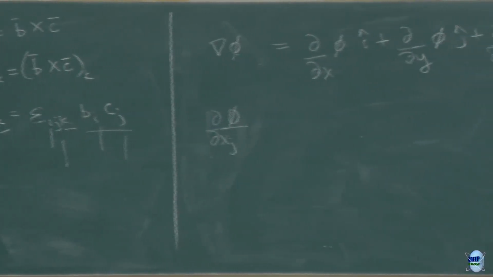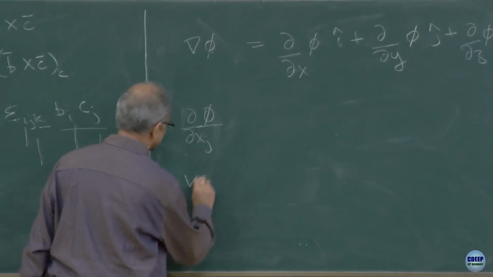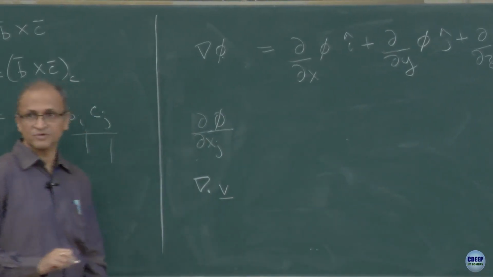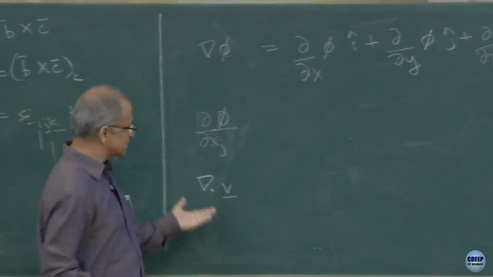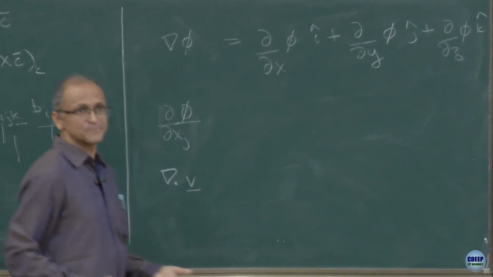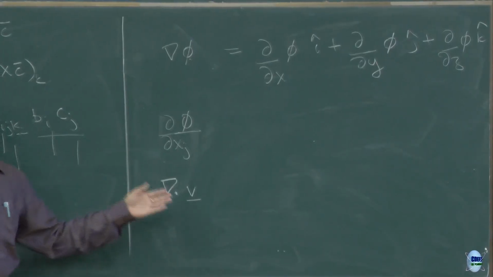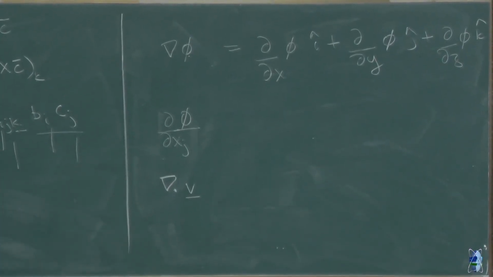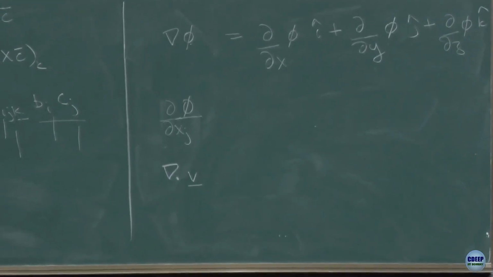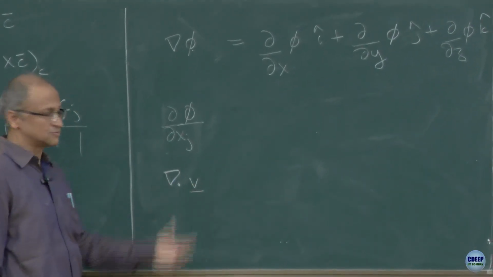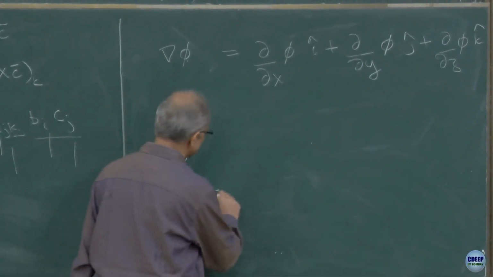So having understood this, I can now say what is del dot v, which was, let us say, here our equation. So what will it become now? First of all, what sort of a quantity is this? It's a scalar quantity, not a vector quantity. Although v is a vector, after taking the divergence of that, it becomes a scalar quantity. So how will I write it out?